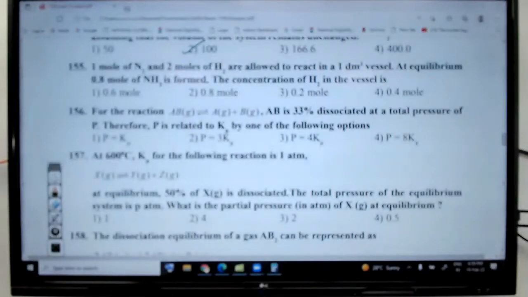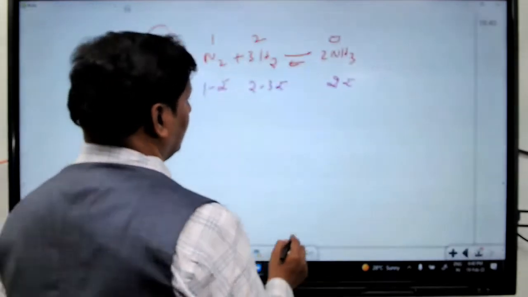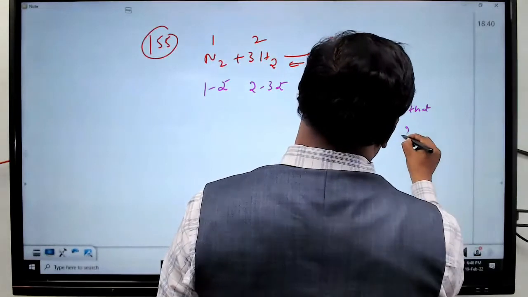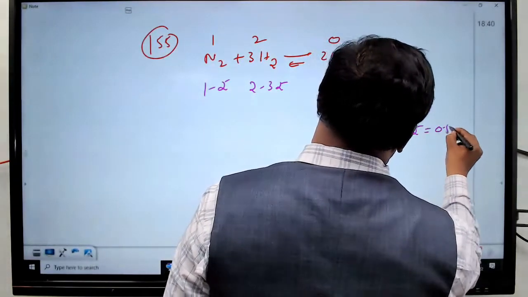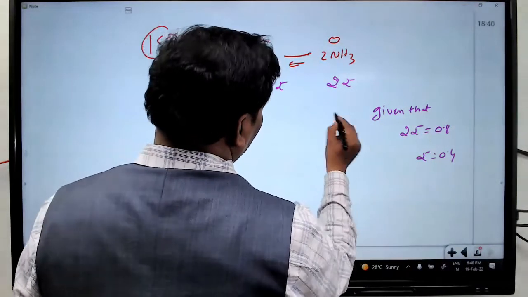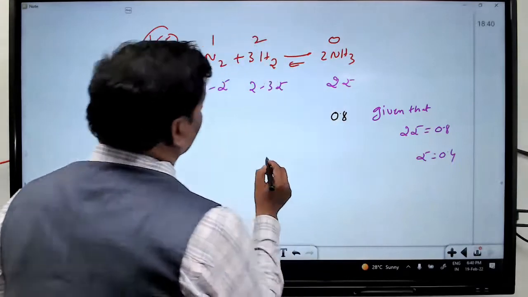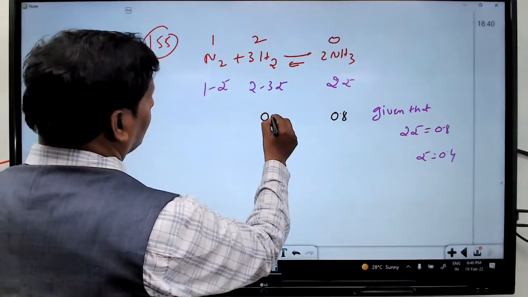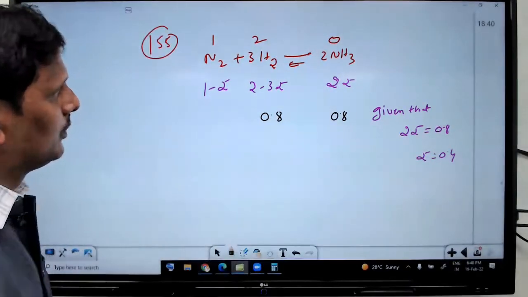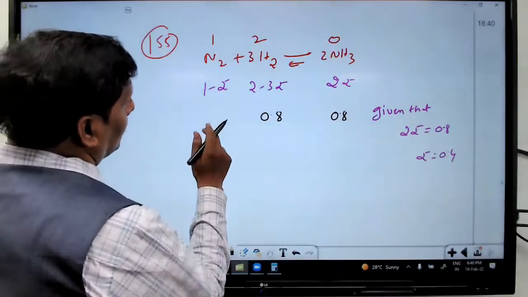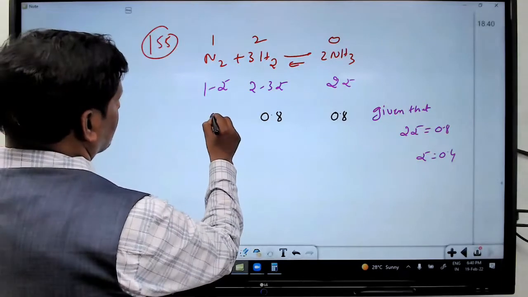But given at equilibrium 0.8 mole of ammonia is formed. 2 alpha is equal to 0.8, so alpha is equal to 0.4. 3 into 0.4 is 1.2, and 2 minus 1.2 is nothing but 0.8. 1 minus alpha is equal to 0.6.